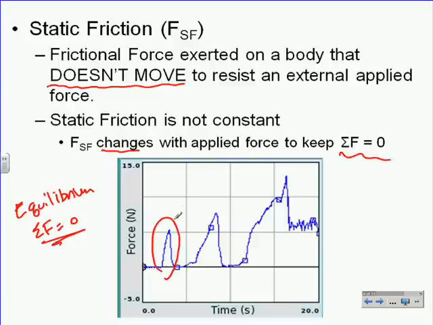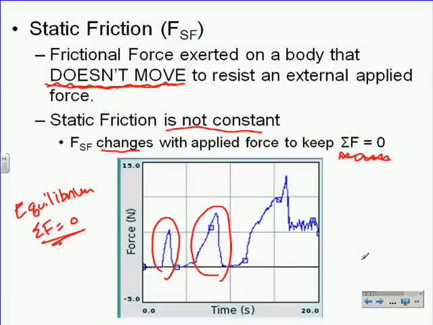However, again, I applied a force to that block. Again, nothing happened. Notice the force values have gotten larger. This is still a static friction force. Why? Because that block is still not moving, therefore the net force is still equal to 0. However, the static friction force is not a constant force. It can change with the applied force in order to keep that net force equal to 0. And that's what happened here in these first two instances.